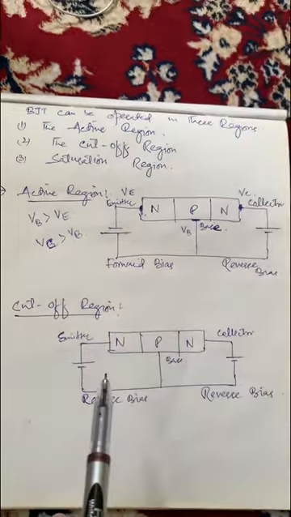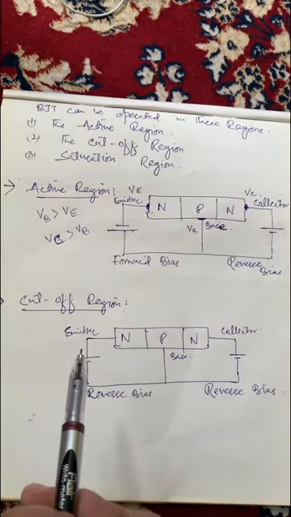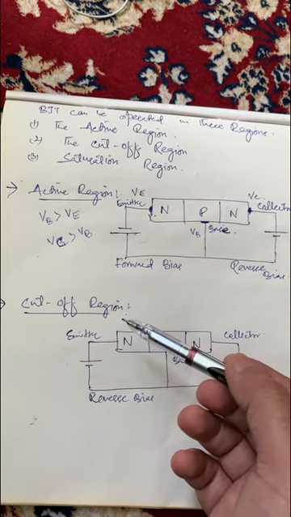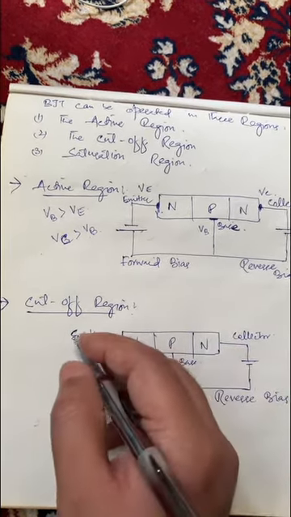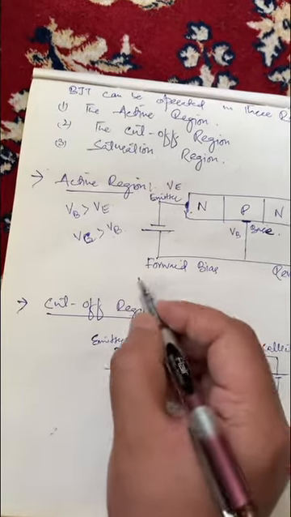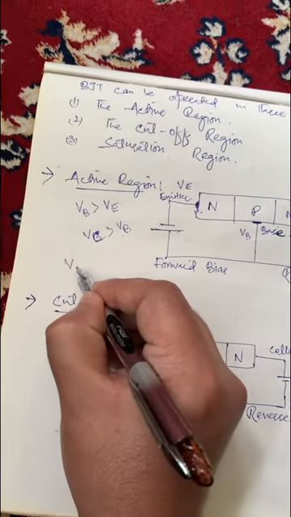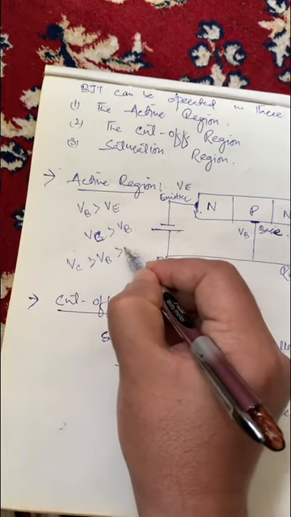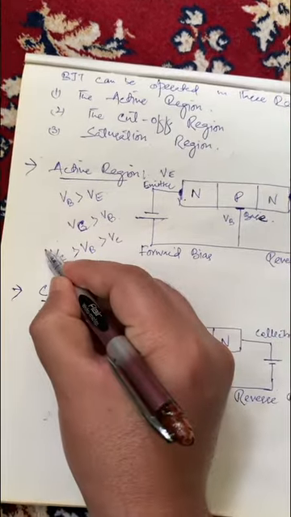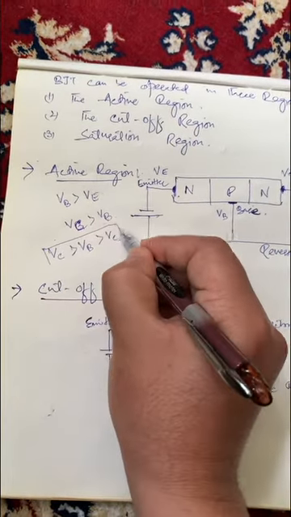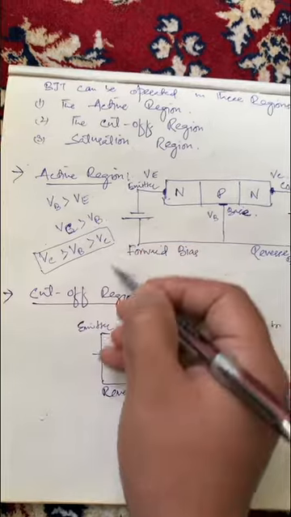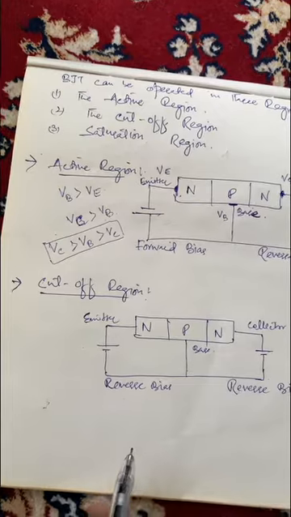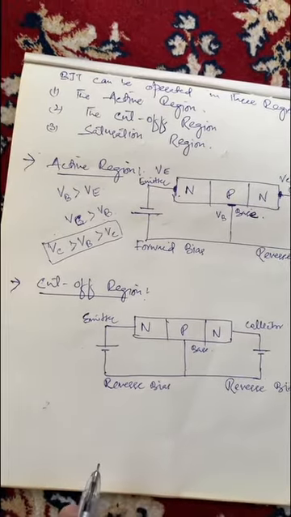That means to operate the BJT in active region, the collector voltage should be greater than base voltage, and the base voltage should be greater than emitter voltage. That is, VC should be greater than VB, and VB should be greater than VE. This is the condition that must be fulfilled in order to operate this in active region. Once this condition is satisfied, the BJT will operate in active region.